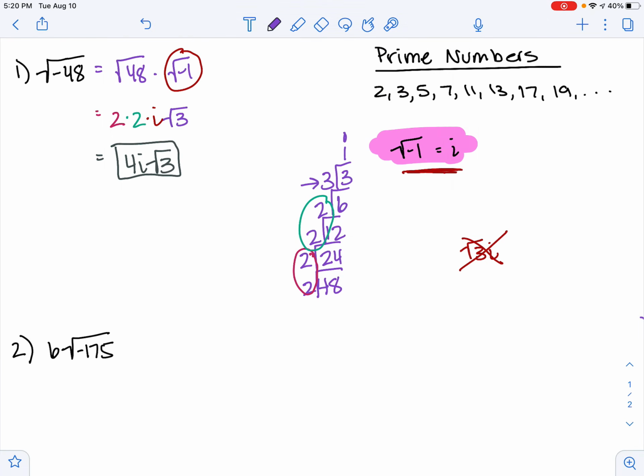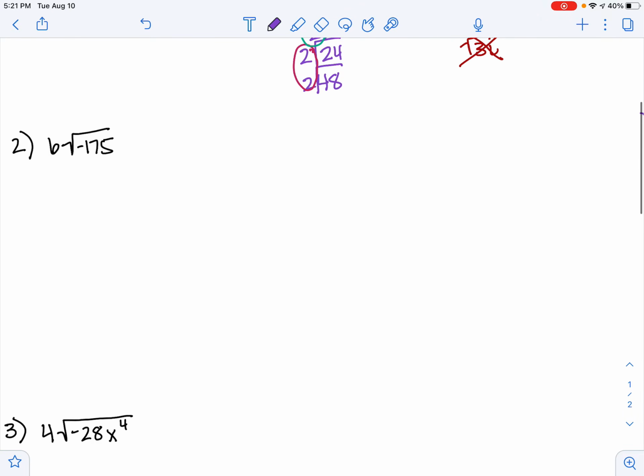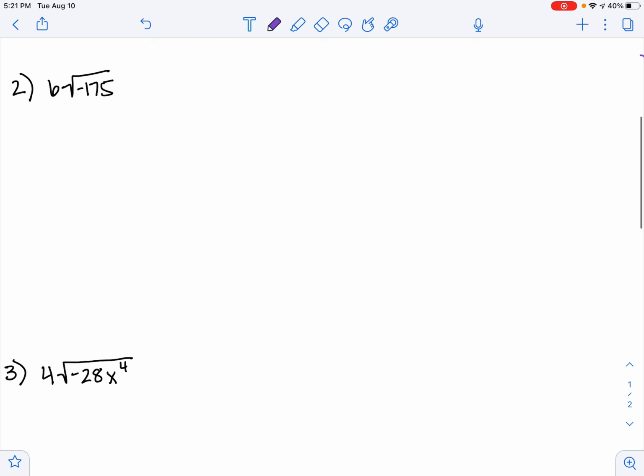Let's try this process again on example 2. So on example 2, I have 6 square roots of -175. The first thing that I notice is that I have a coefficient of 6. So I'm going to go ahead and write that down out in front. The next thing that I'm going to do is separate the square root of -175 into the square root of 175 times the square root of -1.